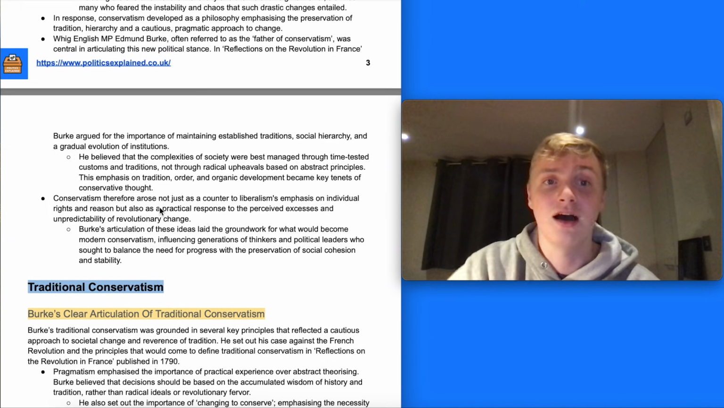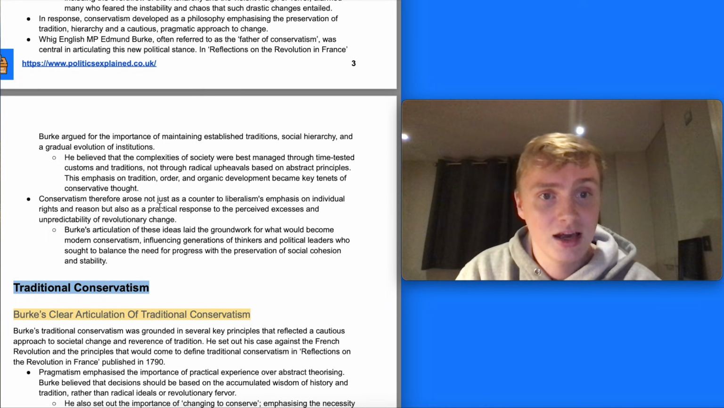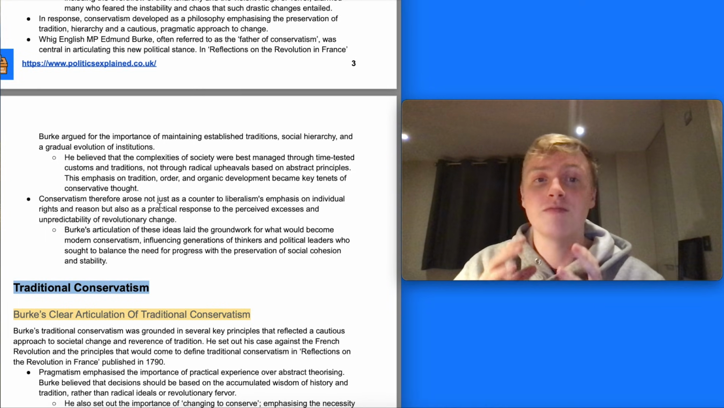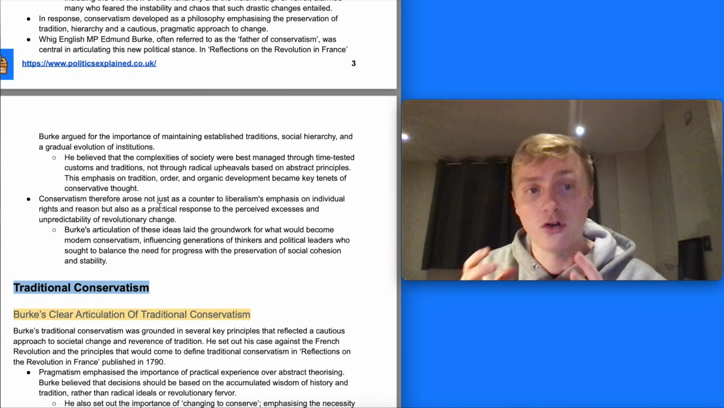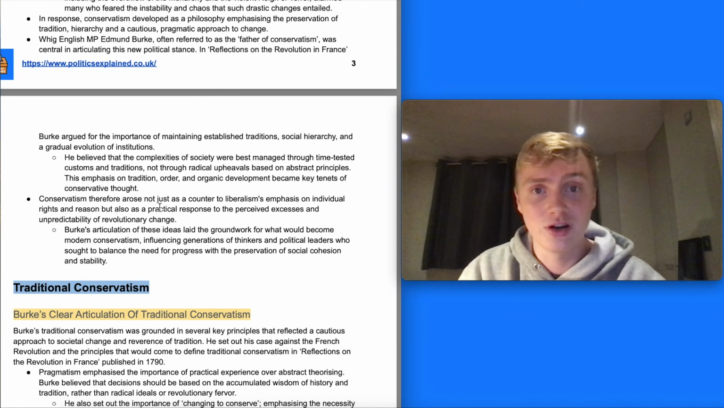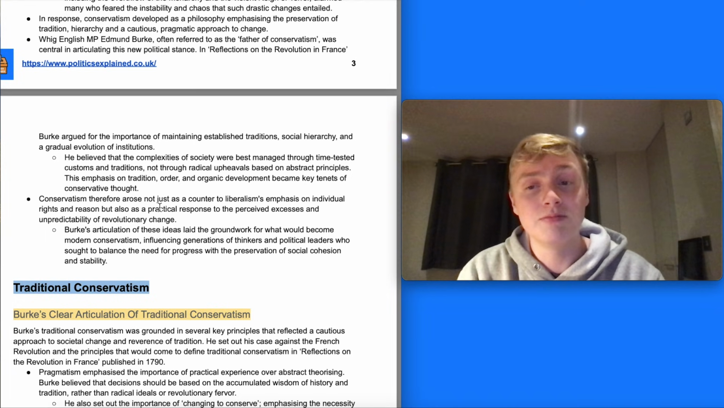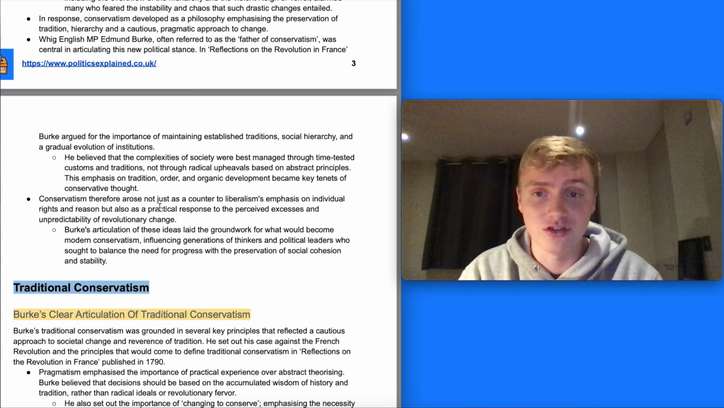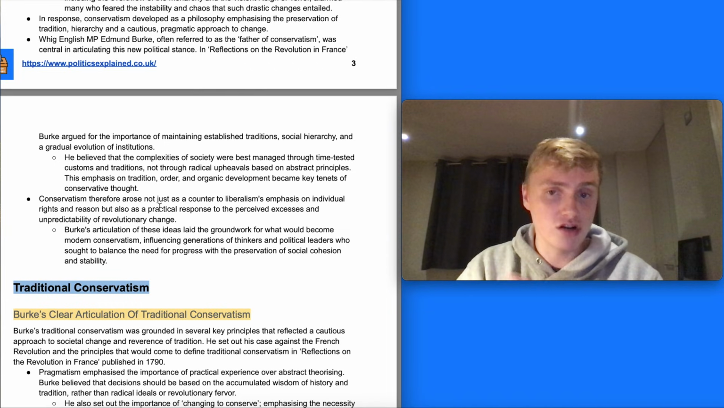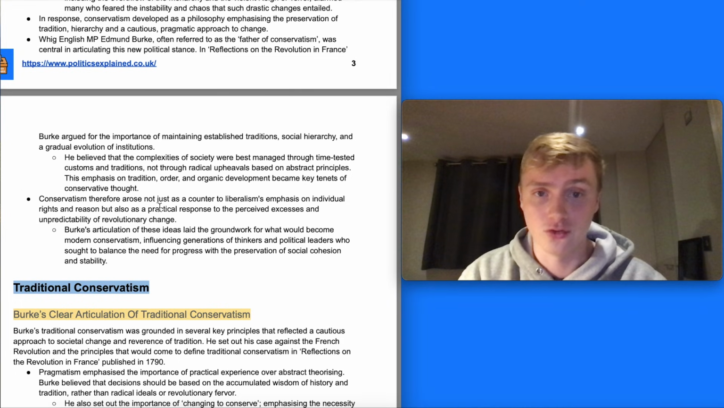His key text, which shows this, is Reflections on the Revolution in France, and he argued for the real importance of maintaining established institutions, social hierarchy, and the gradual evolution of institutions. So he saw social hierarchy and established traditions and institutions being really threatened by the French Revolution, and he was really scared that that would happen in England, and he advocated the importance of maintaining the structure of society as it was, with these traditions, these institutions, and social hierarchy.